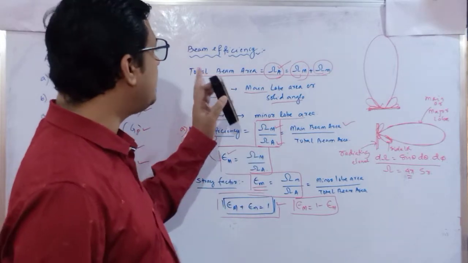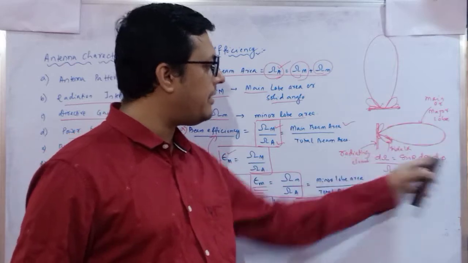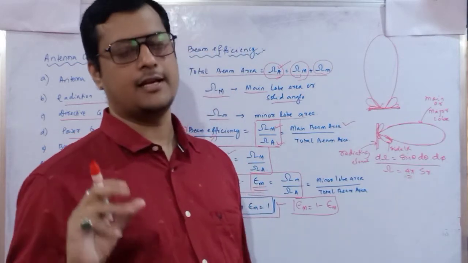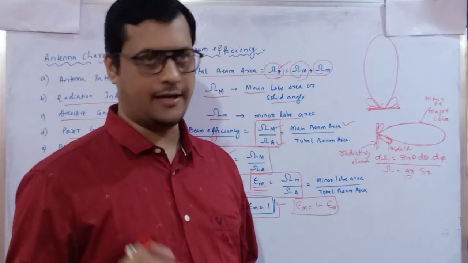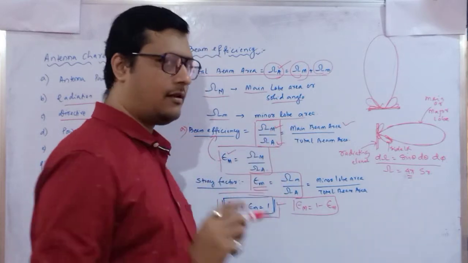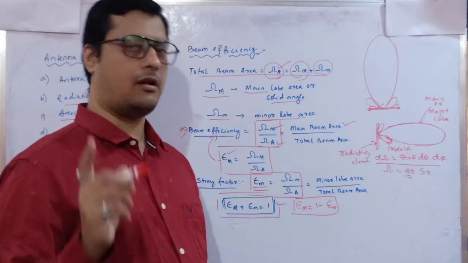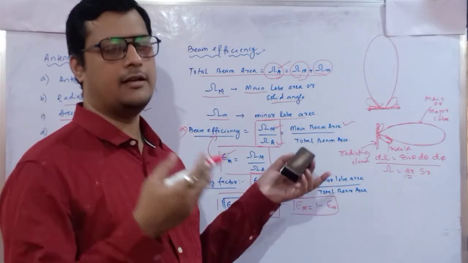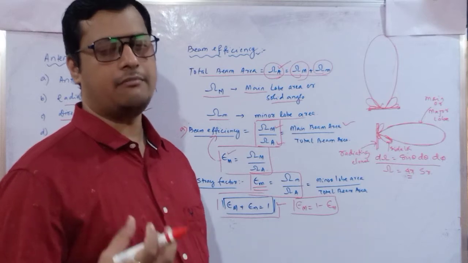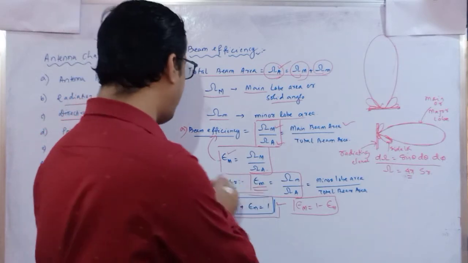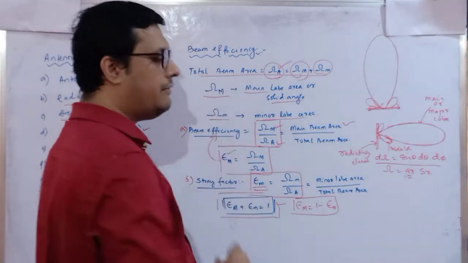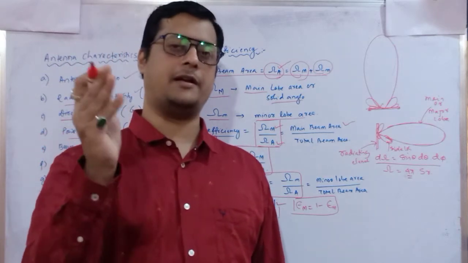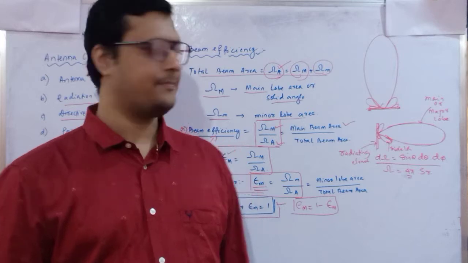So this is called beam efficiency, and a beam is identified with a lobe, and these lobes are identified with solid angles. Ω_A is also a solid angle, Ω_M is also a solid angle. If you divide them, you get a constant value, and that is called beam efficiency. Similarly, the stray factor is also identified while we are determining the beam efficiency of a particular lobe which is propagating in a certain direction.